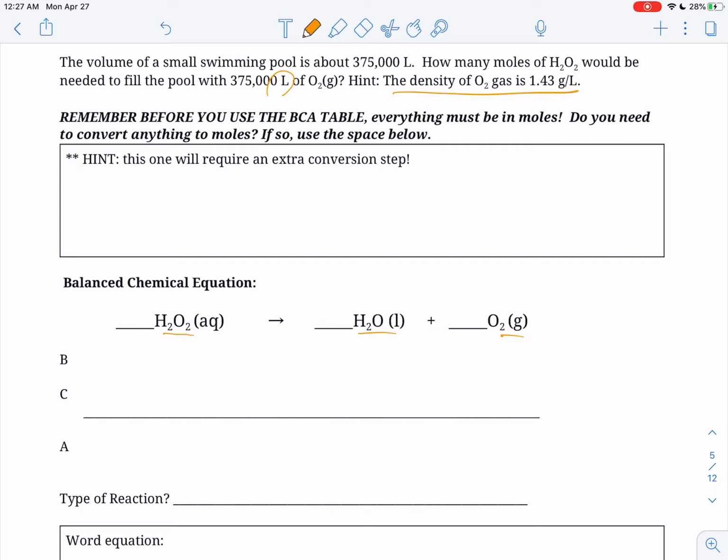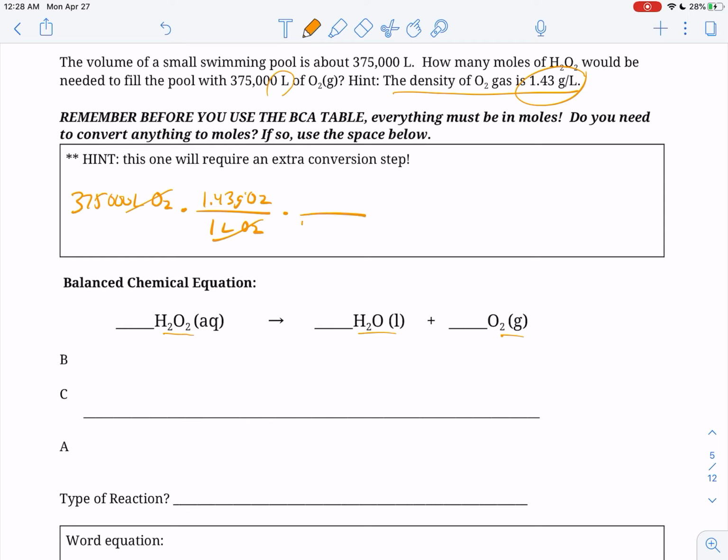So the beauty of the BCA table is you can use it no matter what, as long as you first put it into moles, okay? So in this case, my given is going to be 375,000 liters of O2, okay? But I need to get to moles, right? So before I can get to moles, I need to get to grams. So I'm going to use this density of 1.43 grams in a liter, okay, right? And now I'm back where I usually am with grams.